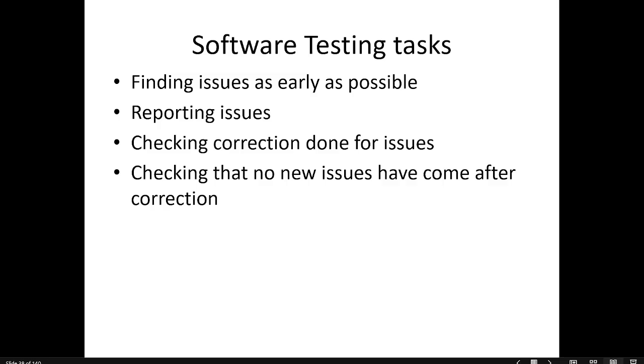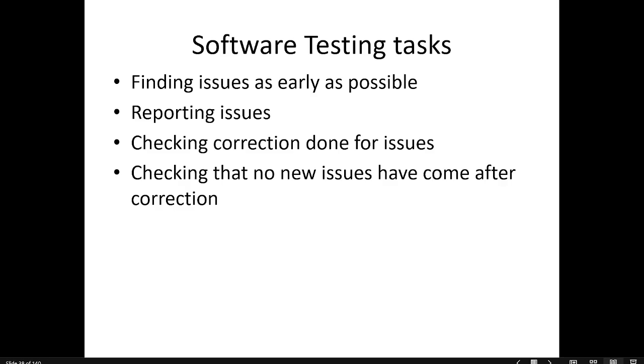Then another task is reporting issues. Reporting issues again requires skills, and the major skill required is communication. If I want to tell someone that there is a problem in their work, I need to have fantastic communication skills to explain. Checking that corrections are done for issues is obvious, because if I'm reporting some issues and someone is getting them fixed or corrected, it's my responsibility or duty to check whether the correction is done rightly or not.